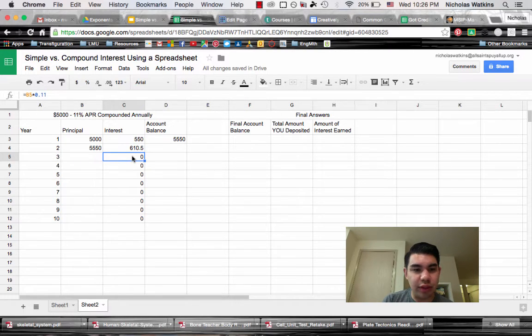The reason why that is because, again, what this is calculating now is B5 times 0.11. And since B5 is blank, it's empty, it's just 0. So we have 0 times 0.11, which is not giving us anything. So here, we're going to do the same thing.